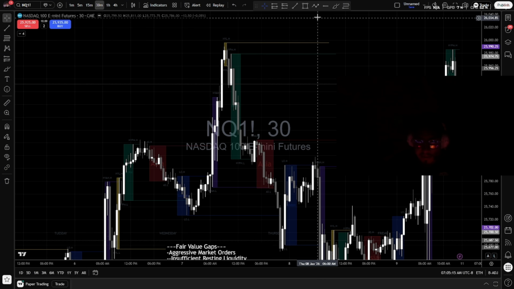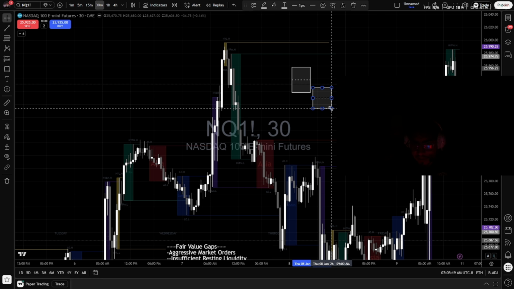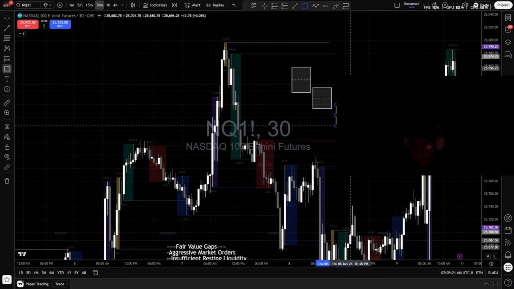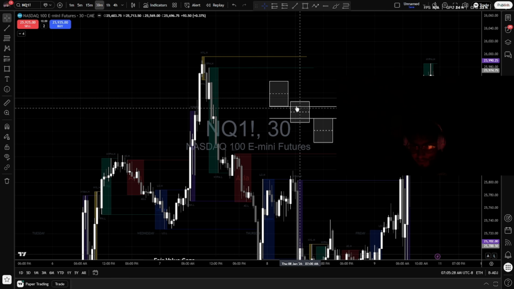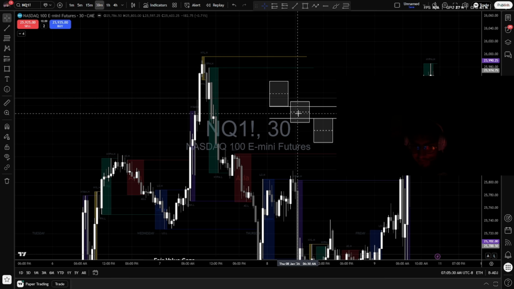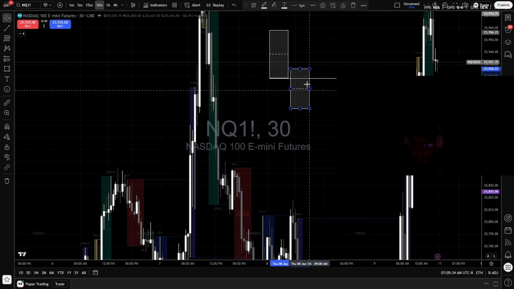So a fair value gap is going to be a three candle structure. Something like this. It's usually going to have a body, and let's pretend this is the wick of a candle, this is another wick, and this is another wick. It's going to be the body of the second candle that did not get mitigated. Alright, so that's super simple.